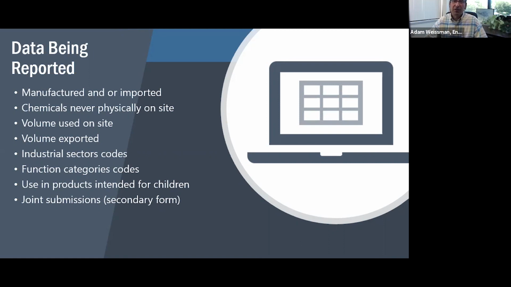So you can see industrial sector codes, functional categories. Here's one that's interesting: the use in products intended for children, and they're defining that as for children under the age of 14. So for instance, if you had a toy or a certain type of chemical that was going to be applied to children's clothing, those are products that they're going to have further focus on, and you're going to have to indicate that, and again, how many folks are being exposed.